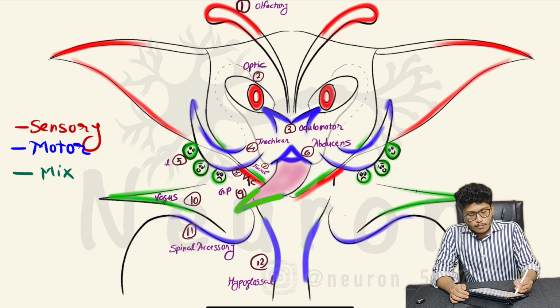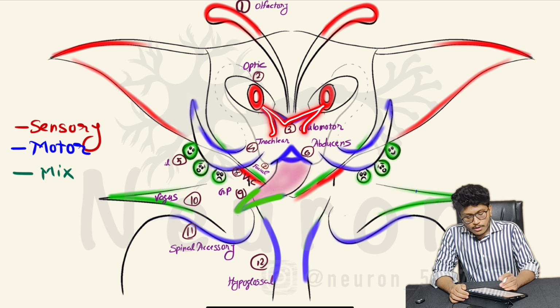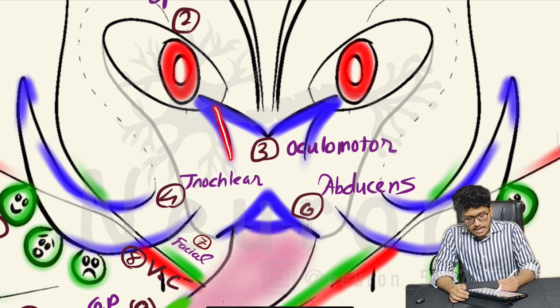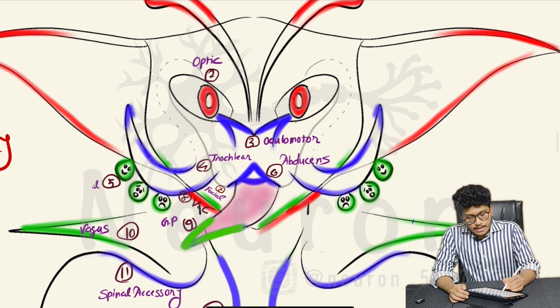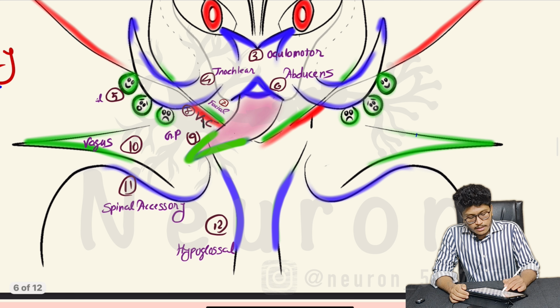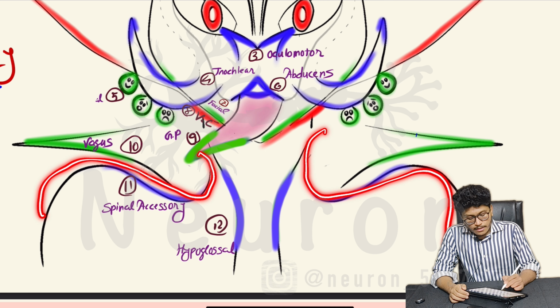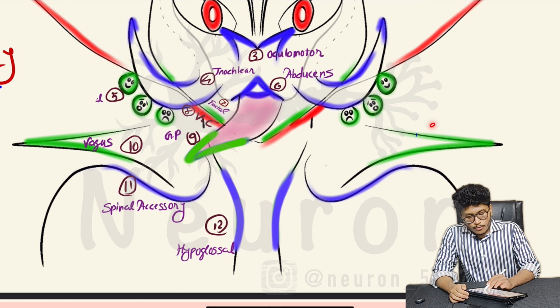Now let's move to the motor part. I have colored motor nerves in purple color. So the first motor nerve is oculomotor. As you can see, this M indicates motor. Second nerve is trochlear. Third nerve is spinal accessory nerve. And fourth nerve is hypoglossal nerve. These all are the motor nerves from the cranial nerves.